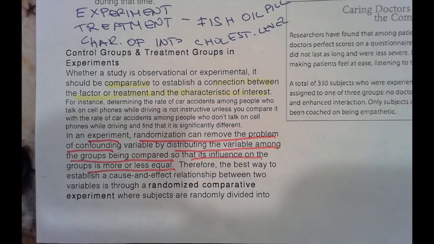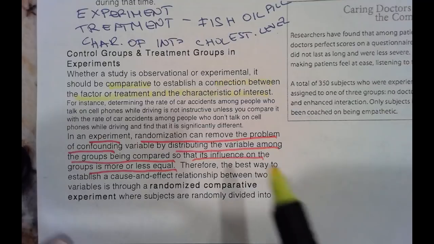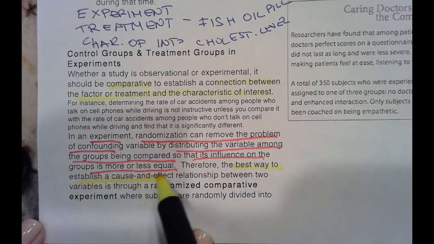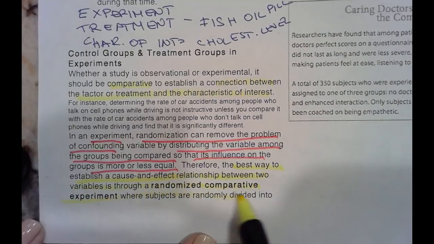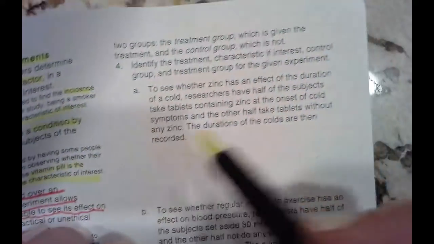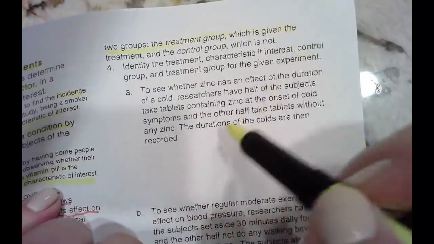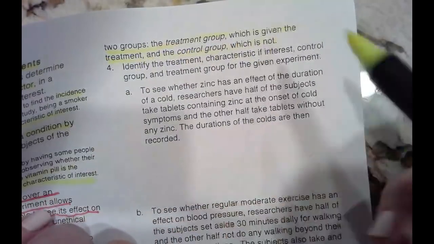So when you randomly assign people to different groups, you create randomization, so the confounding problem will be spread out among all the groups. So the best way to establish a cause and effect relationship between two variables is a randomized comparative experiment where subjects are randomly divided into two groups: the treatment group, which is given the treatment, and the control group, which is not.